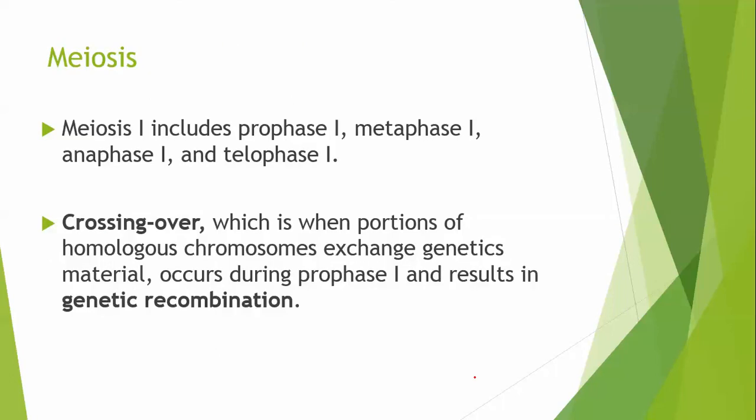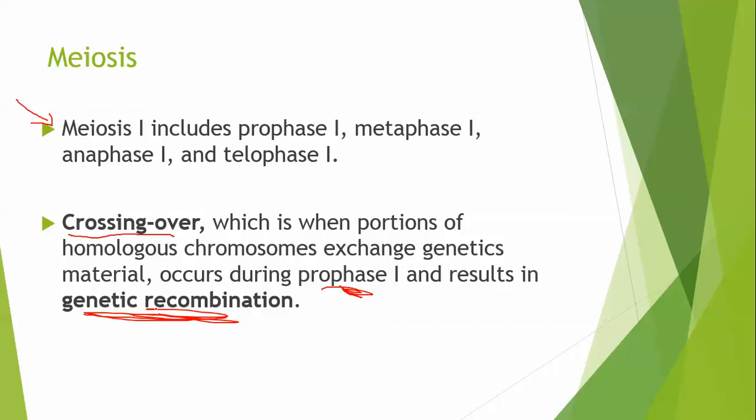So in meiosis, it goes through a similar process as mitosis, but there is meiosis 1 and meiosis 2. Meiosis 1 is very similar to mitosis, where there's PMAT, prophase 1, metaphase 1, anaphase 1, telophase 1. Except the only difference is that there's crossing over, which is when a little piece of the chromosome crosses over with another little piece of another chromosome in prophase 1. And this creates genetic recombination.